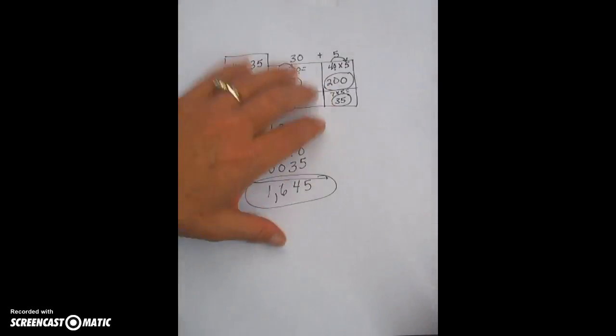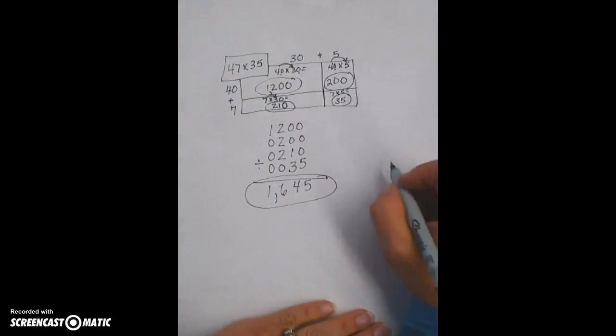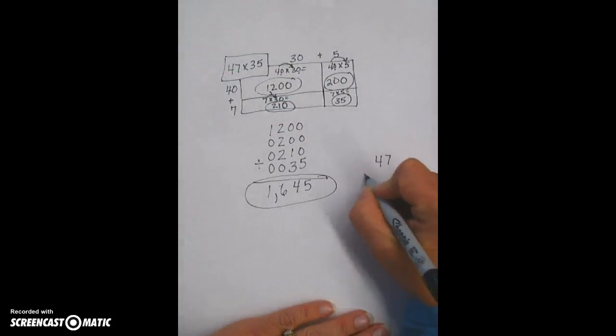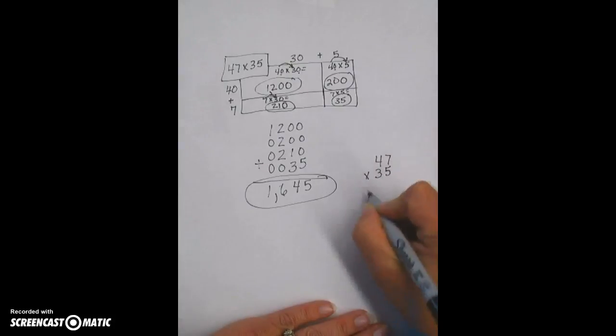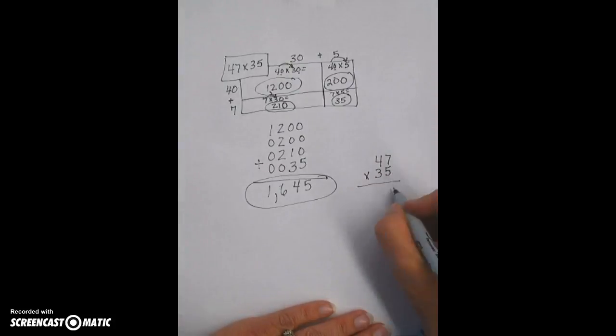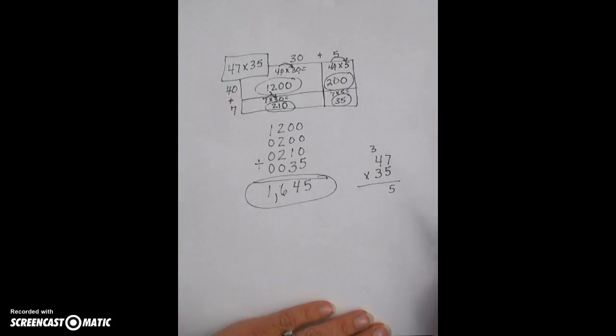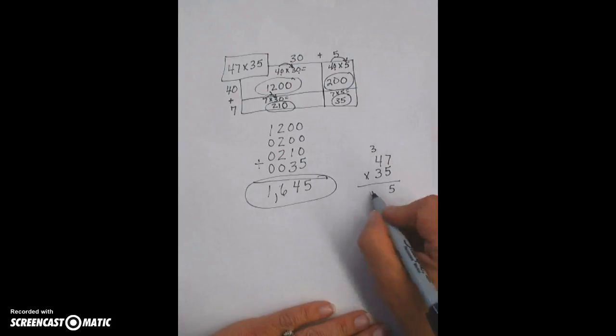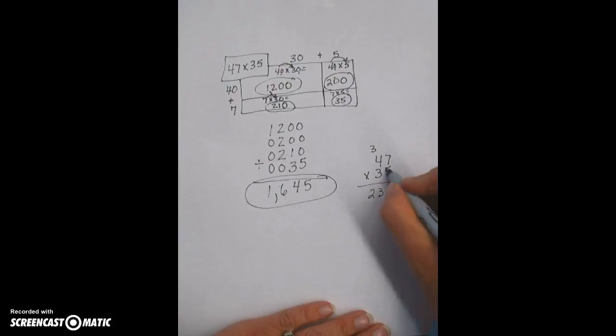If you wanted to check your work, you could do the old traditional method. So if your son or daughter does it this way, you could go ahead off to the side and multiply 47 times 35 to see if they've got it right. 5 times 7 is 35. Carry a 3. 5 times 4 is 20, plus 3 is 23. I'm done with my ones.